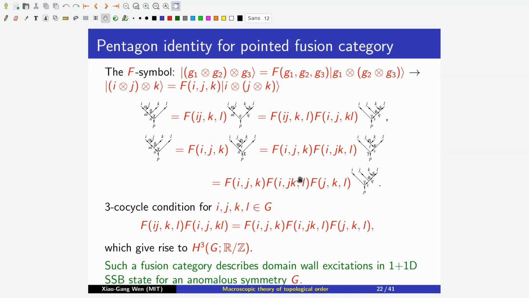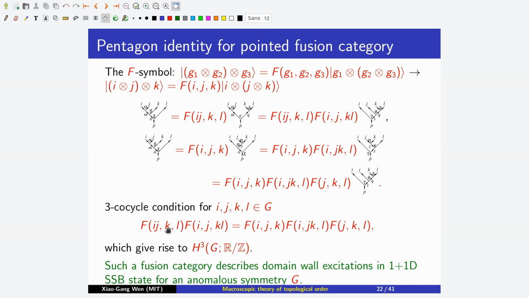Okay, so any questions here? So this H3 index would not be a label of the symmetry breaking state. It would be a label of the symmetry anomaly of the symmetry. H upper three, you mean? Yeah. Okay, three comes from the following thing. Here we're talking about a 1+1 dimensional system with the symmetry G. As soon as that data is fixed, I already know what H3 is. Once you know G, you know what H3 is.